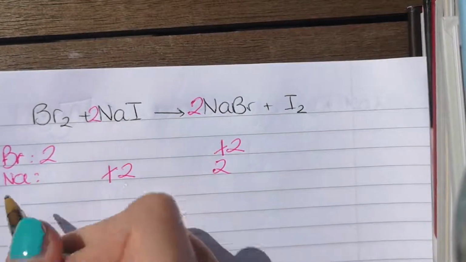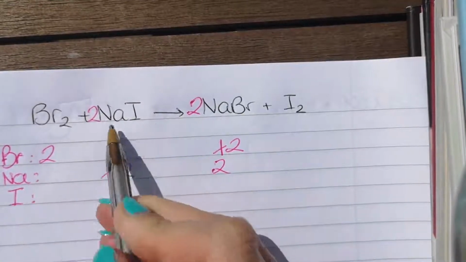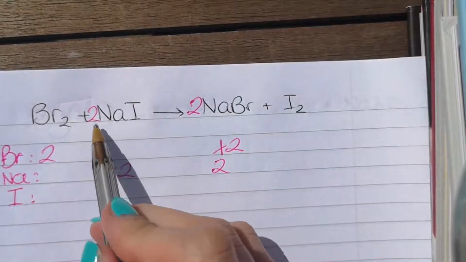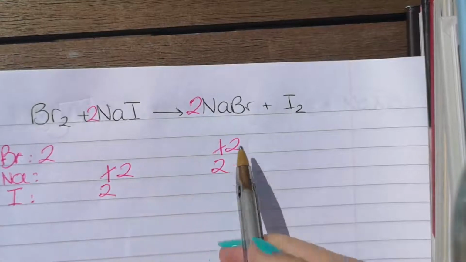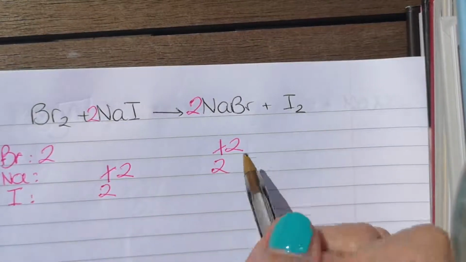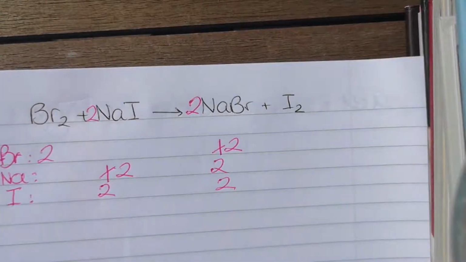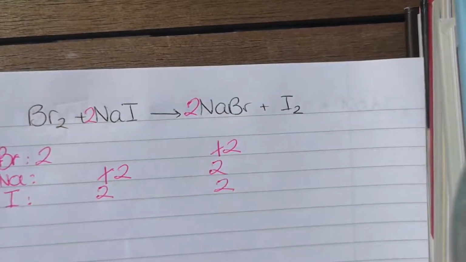The next element I come to is my I. On the left I've got 2 because I've times it by 2 with that balancing number, and on the right hand side I've got 2 because it's an I2 molecule. So that equation is now balanced.